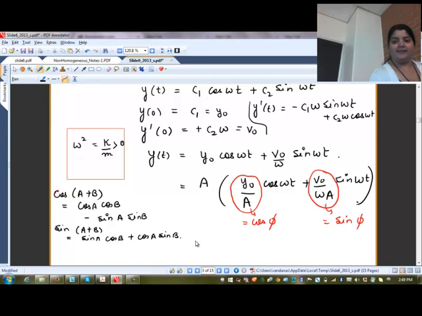So y t turns out to be A cosine phi cosine omega t plus A sine phi sine omega t, and that will give me A cosine of, by this formula, phi minus omega t.